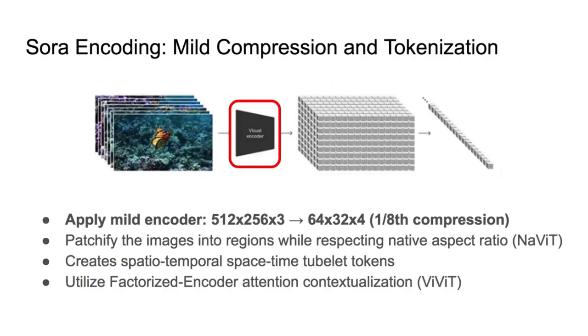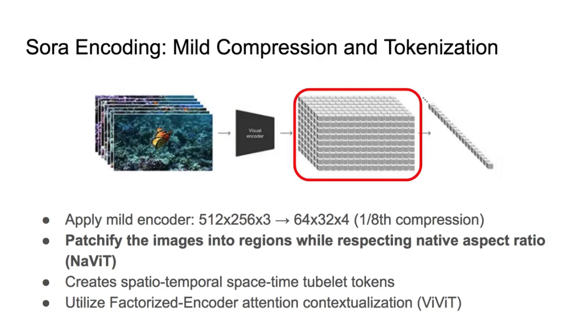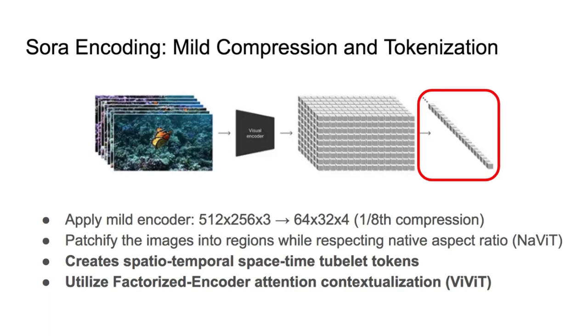Altogether, Sora first mildly compressed the input by either a quarter or 1/8 on each dimension. It then patchified the images into regions while respecting native aspect ratio. It then creates spatiotemporal tubelet tokens and uses factorized encoder attention to output contextualized tokens ready for the diffusion model denoising process. This process will be described in the coming episode 3.